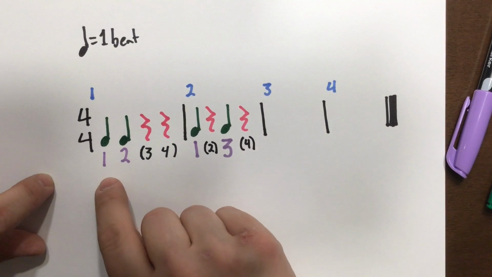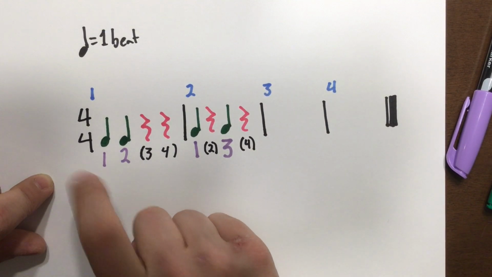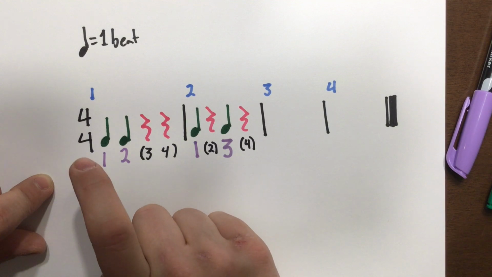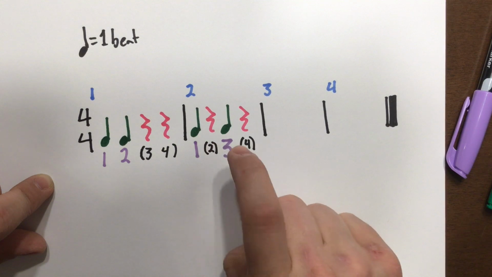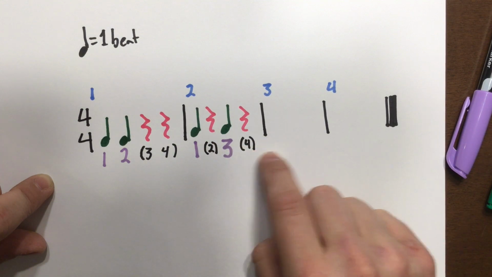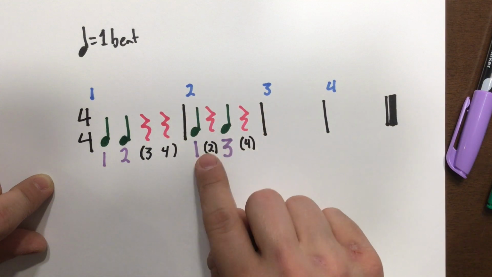So if I were to perform these 2 measures, this is what it would sound like. Here's my tempo, and here we go. 1, 2, 1, 3, and that's it. There's more music to add. Let's just do measure 2. I'm talking about measure 2.